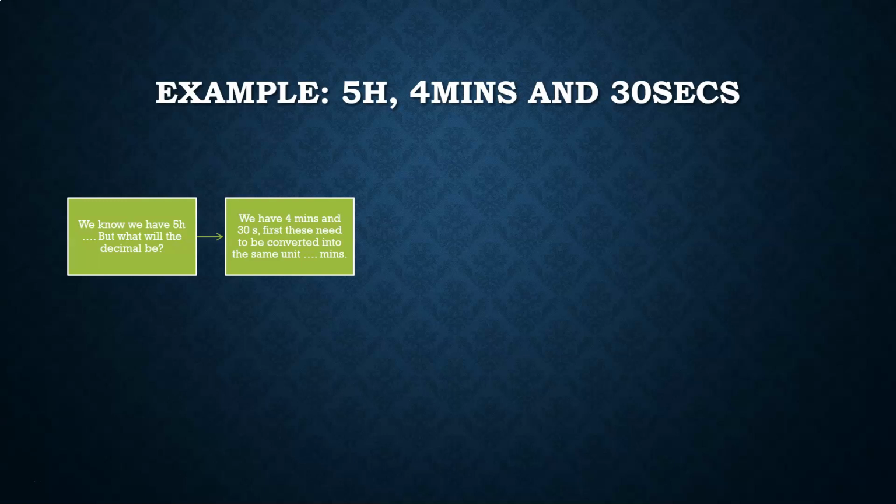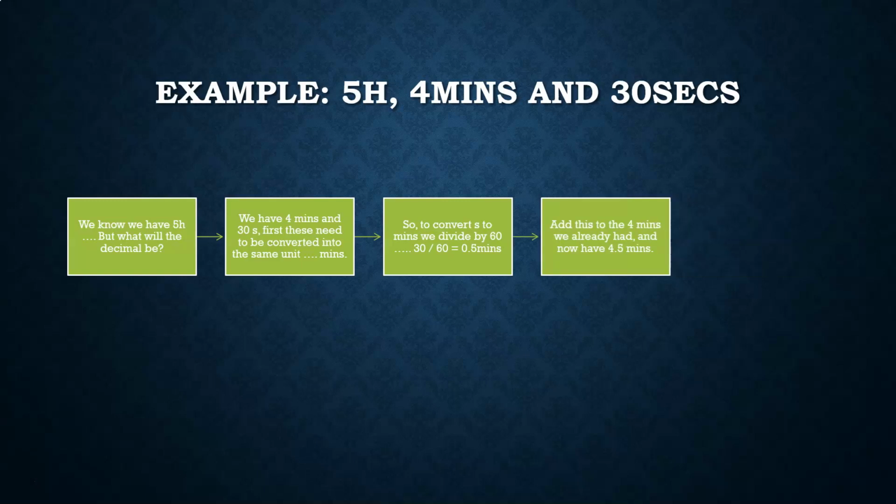First, these need to be converted to the same unit, and we're going to get them to minutes. So to convert seconds to minutes, we need to divide by 60. We said that just now. So 30 seconds divided by 60 will give us 0.5 minutes. Now we need to add it to the minutes we've got. So we've got 4 minutes, and we add our 0.5, which gives us 4.5 minutes.